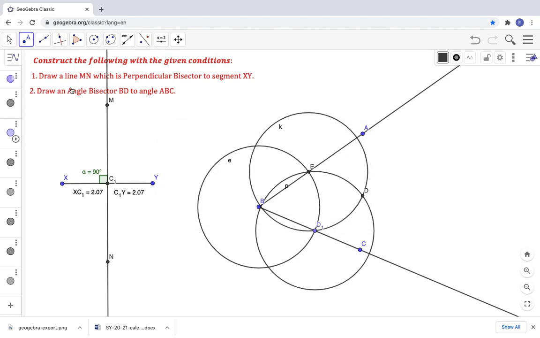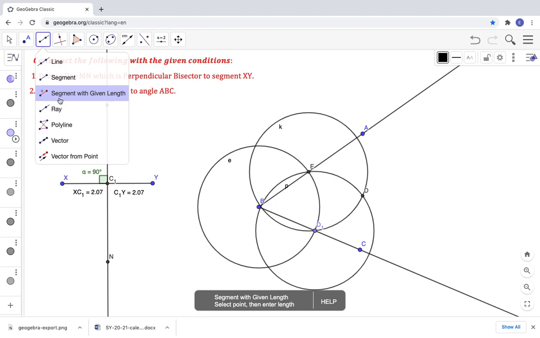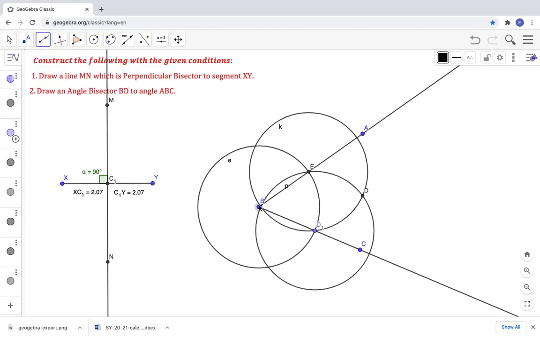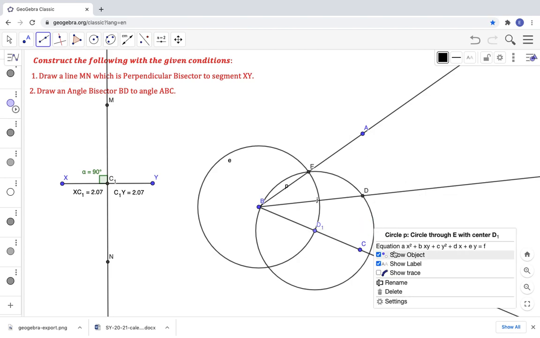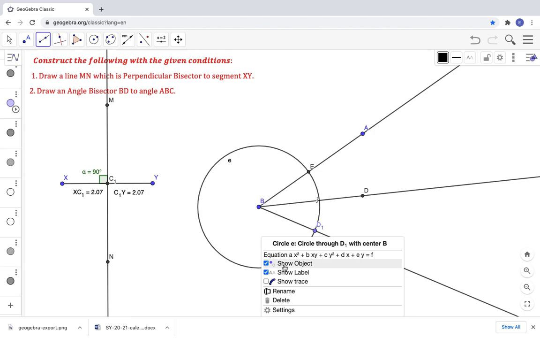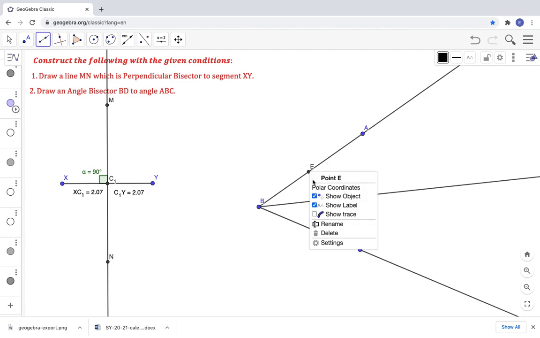Now, we can now draw a ray BD, that is an angle bisector to angle ABC. Now let us remove the other object so that we can emphasize the angle bisector. Okay, let us remove also the other object here, these points, and this label here, this little label. Okay, so this ray BD is an angle bisector to angle ABC.